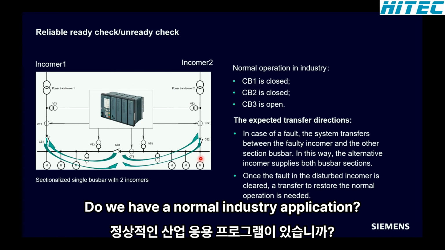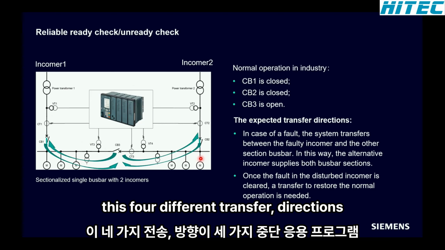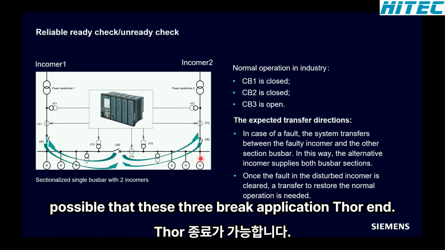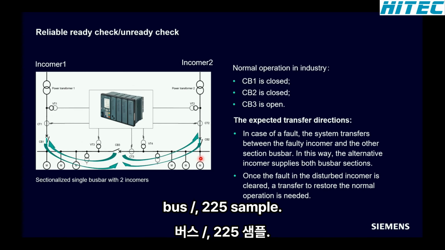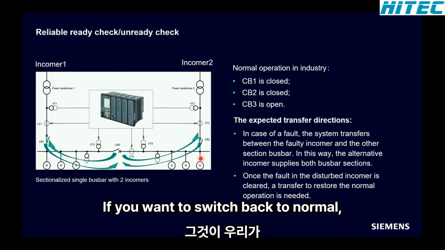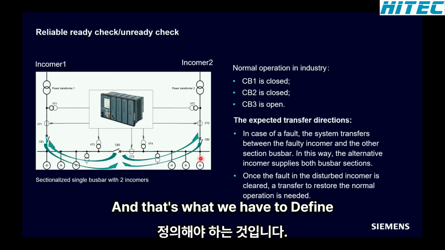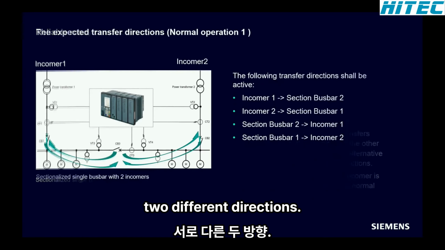And here we have a normal industry application. So you see here, there are 4 different transfer directions possible with this 3-breaker application. If we have a fault, we want to transfer the motor load from busbar 1 to busbar 2, for example. And afterwards, if the fault is cleared, we want to switch back to the normal operation. And therefore, we have to define the different transfer directions.